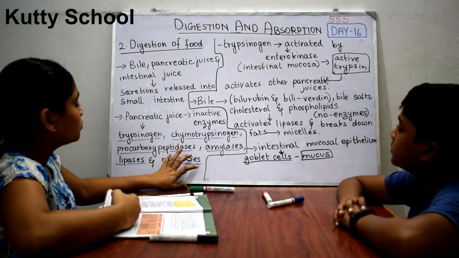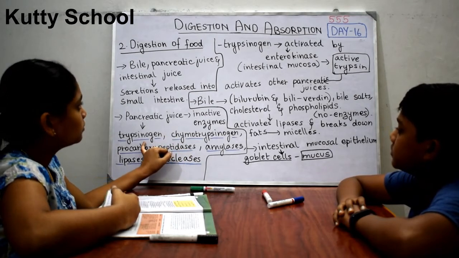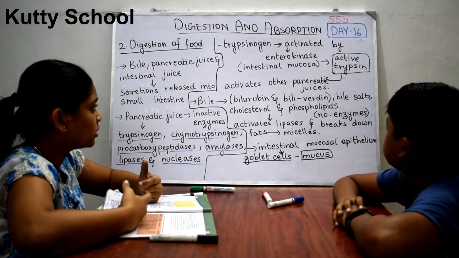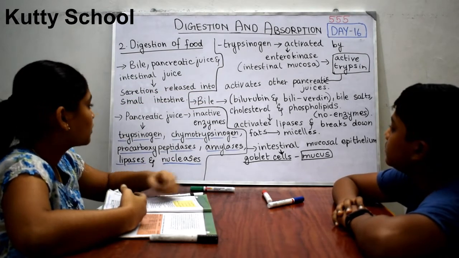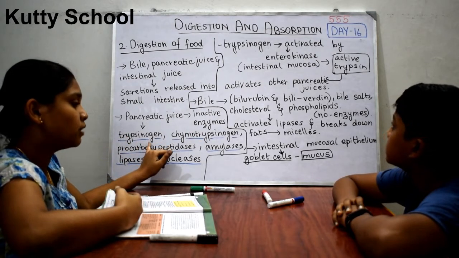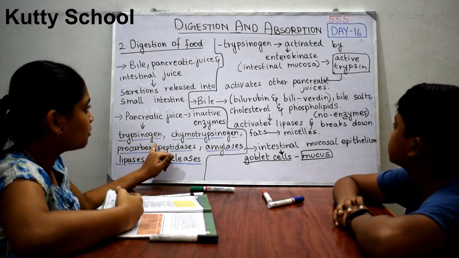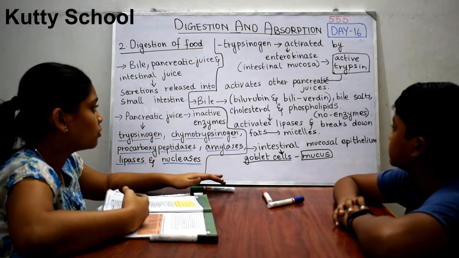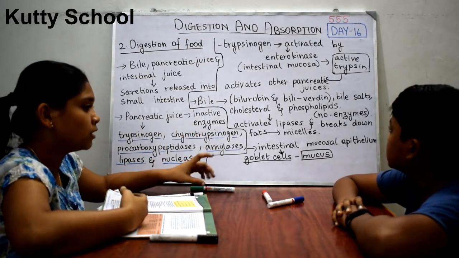Trypsinogen is activated by the enzyme enterokinase, which is secreted by the intestinal mucosa, and forms active trypsin. This active trypsin then activates the other enzymes in the pancreatic juice. Like this, the pancreatic juice is activated.